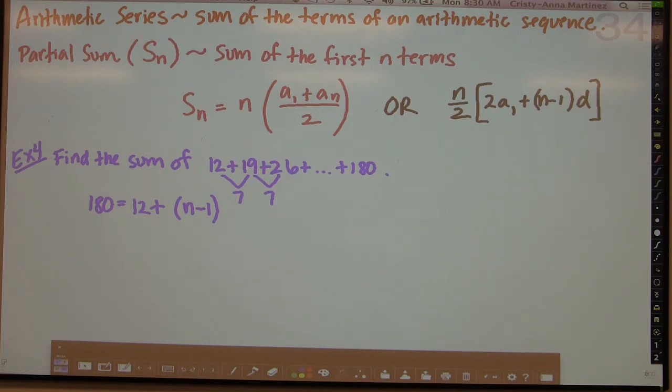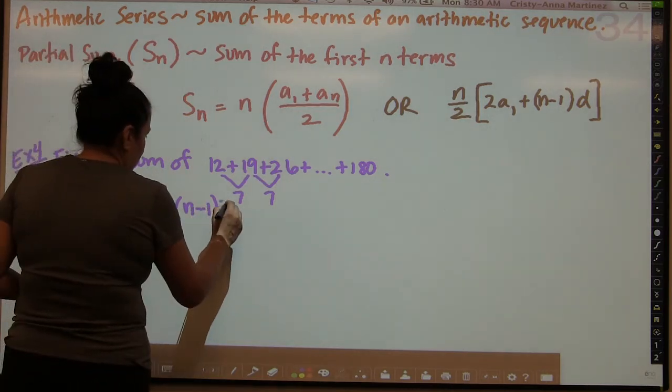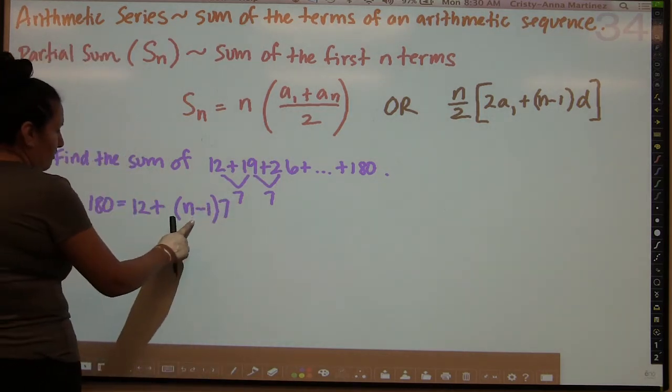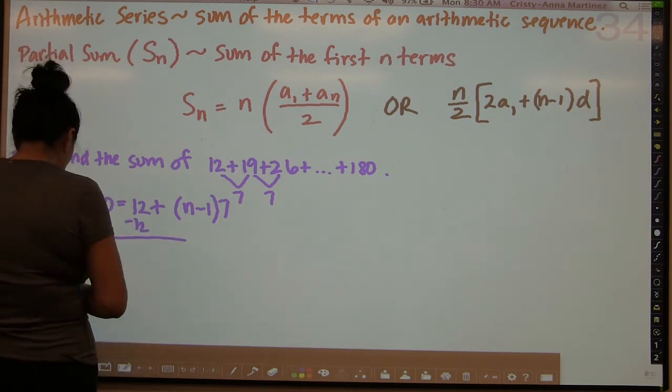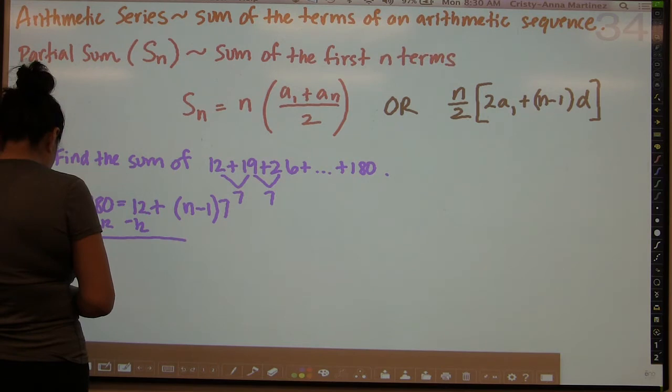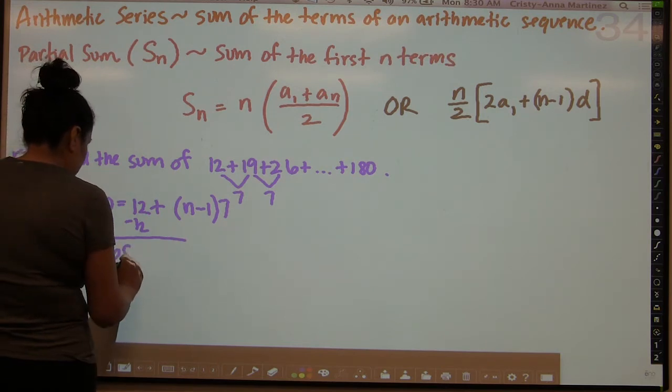Just checking my work here. Make sure I have everything right. Don't want to go back and have to do it again. So there we go. So now we're going to solve for n. We're going to move this 12 to the other side. 180 minus 12 is going to give us 168.